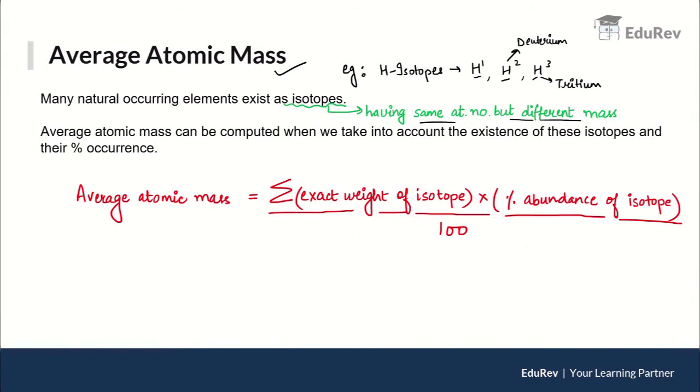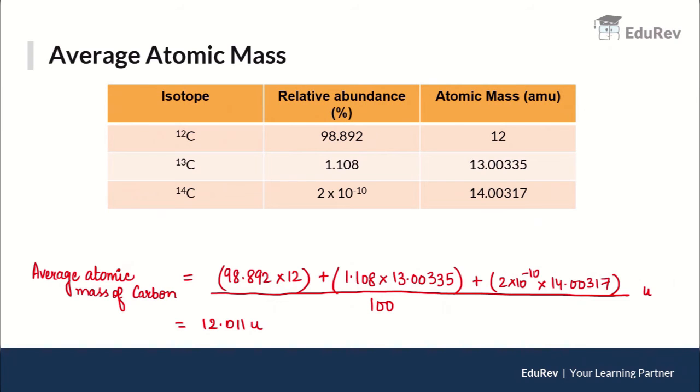अब isotopes exist करे तो हम क्या लेते हैं? इनका average atomic mass calculate करते हैं. How we will compute it? As we take the sum of exact weight of isotope into percentage abundance of isotope divided by 100. Let me explain this with a calculation of carbon isotope example.